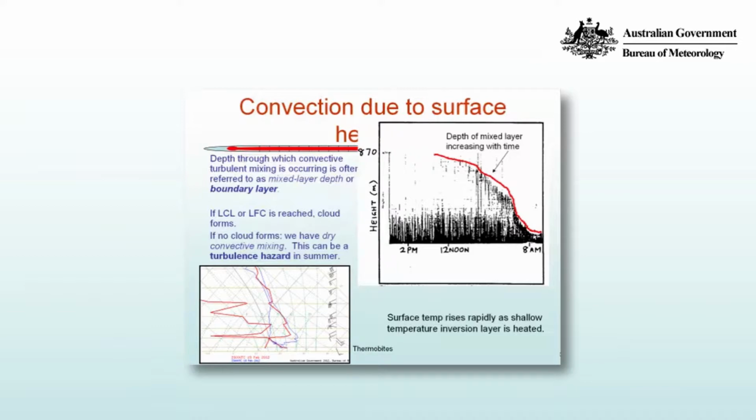Now as this occurs, if a lifting condensation level or a level of free convection is reached, then you'll get convective cloud forming. But if no cloud forms, then you have what's known as dry convective mixing. And this can be a turbulence hazard in summer because it can actually be really quite vigorous. In inland Australia, that can reach to a depth of 500 hectopascals, so 18,500 feet, over which this dry mixing is occurring.